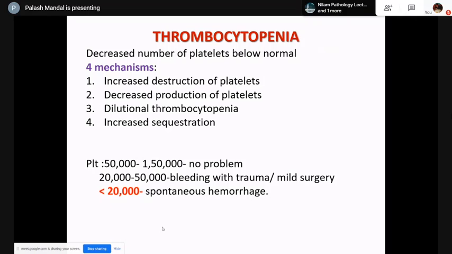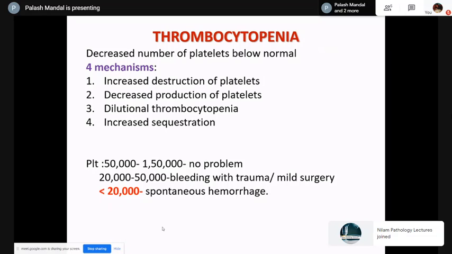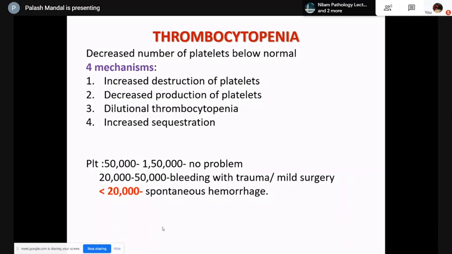But as we see, the body tries to acclimatize, so even if it is falling below 20,000, at times we do not see spontaneous hemorrhage if the duration of thrombocytopenia is longer. Even so, both the clinician and the pathologist should be alert if the platelet level falls below 20,000.